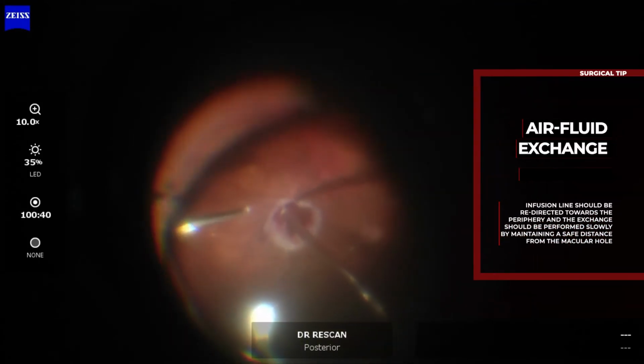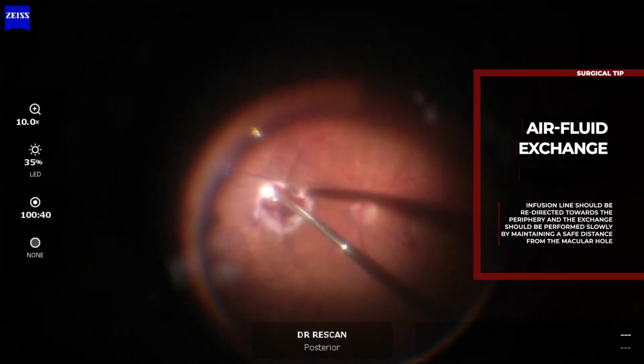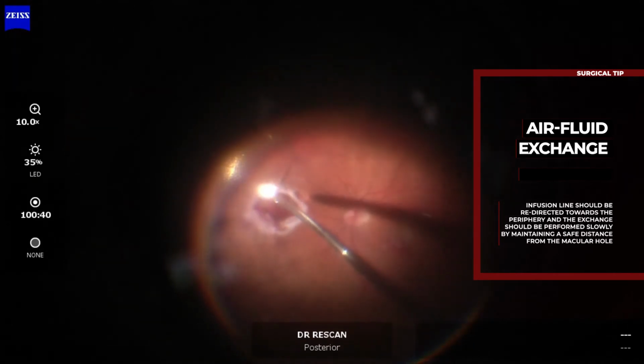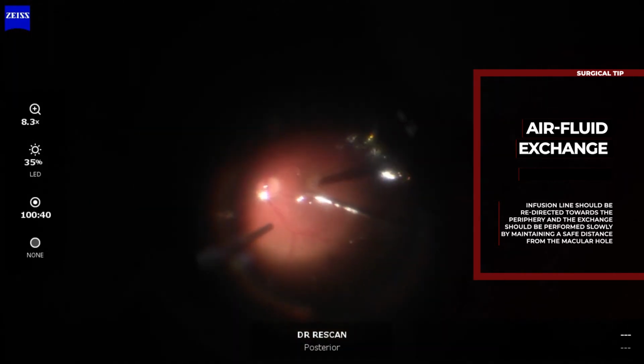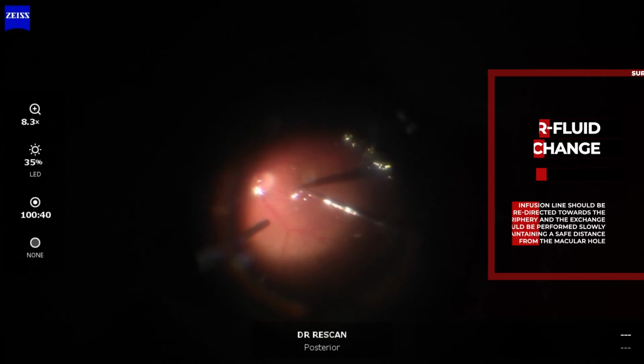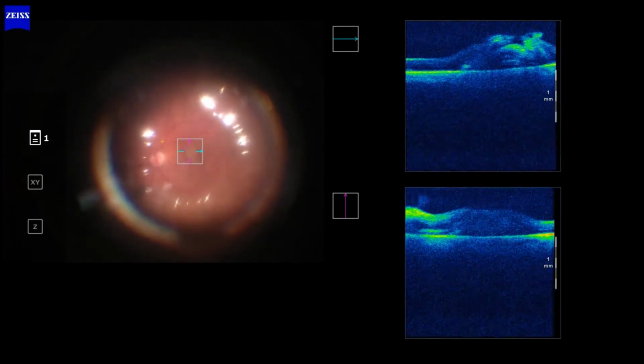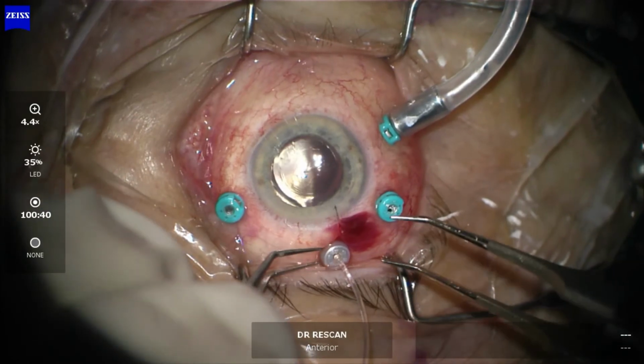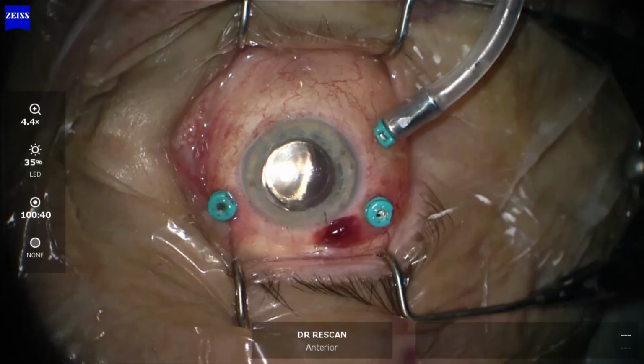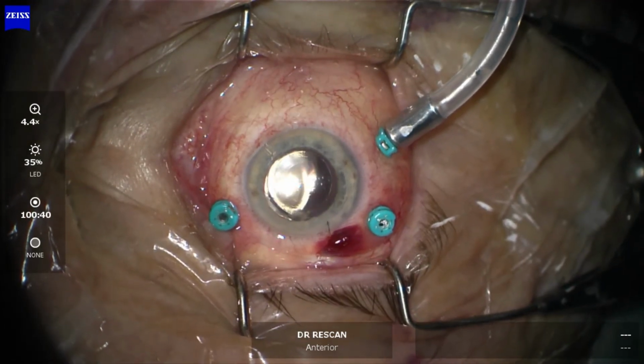Care must be taken during the air fluid exchange so that the infusion line is redirected towards the periphery. The exchange should be performed slowly by maintaining a safe distance from the macular hole. Even under air, the IOCT is able to confirm the position of the retinal graft. Air is replaced by an isoexpansile concentration of SF6 and the eye is closed in the usual fashion.